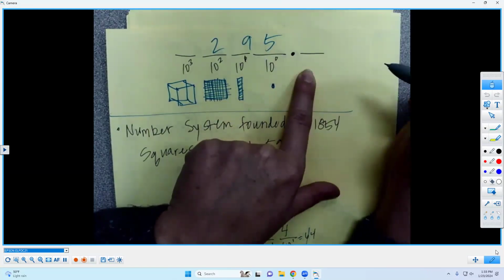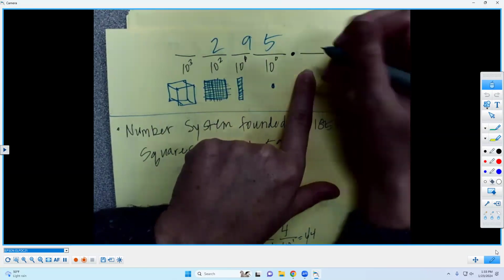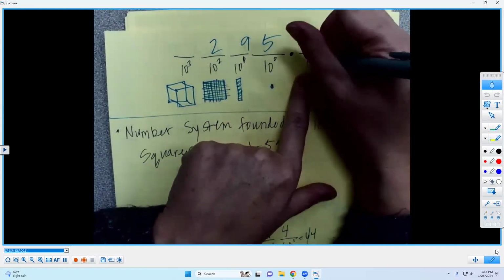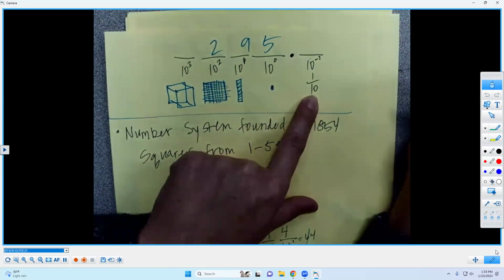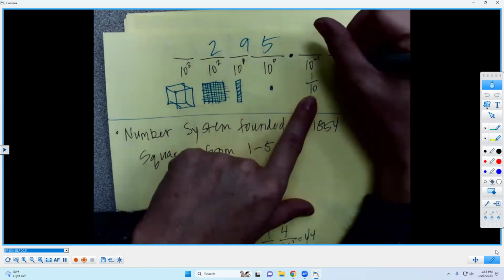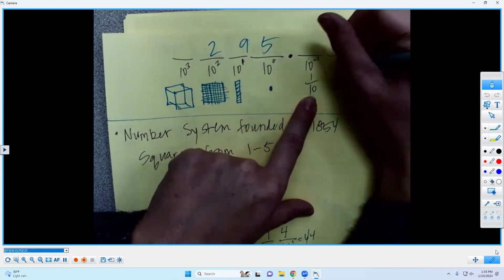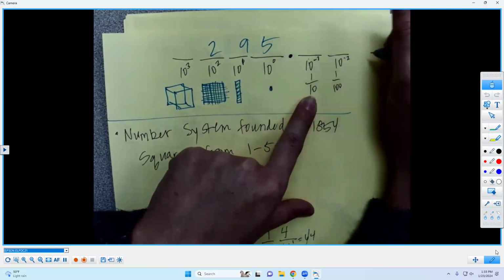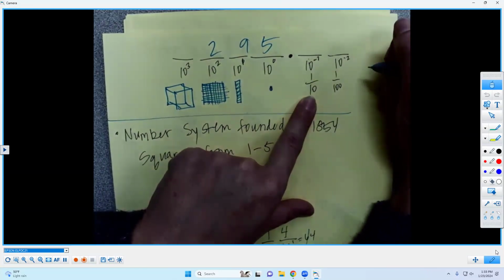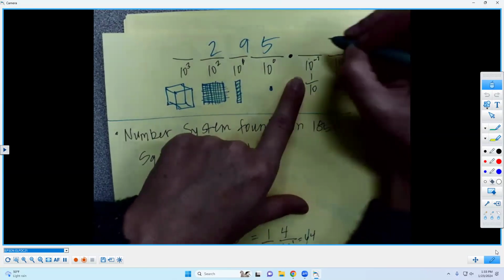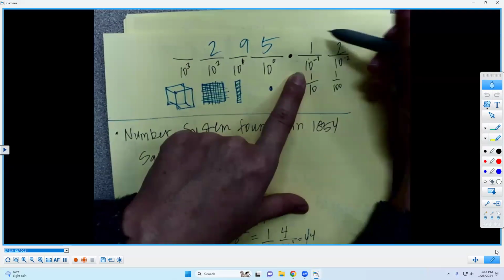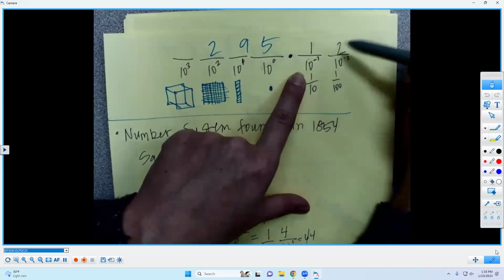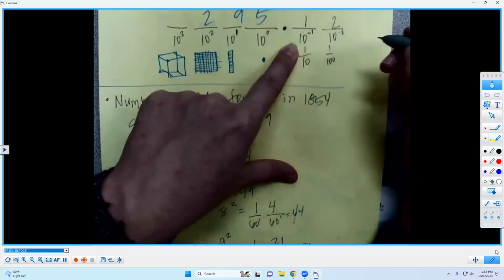What's the name of the place value? How about that? Tenths. The tenths place. It's 10 to the negative 1 because it's 1/10. And then this would be the hundredths place, 10 to the negative 2. And then the thousandths place, so on and so forth. So if I wanted to put a 1 in the tenths place and a 2 in the hundredths place, how would I write this decimal 0.12 as a fraction?